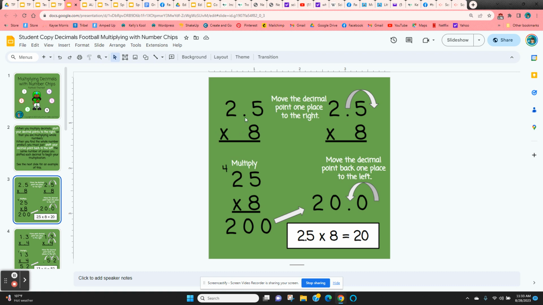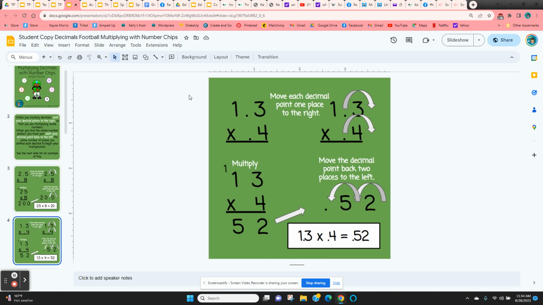So here we have one decimal point. We're going to be moving one place to the right. So we want to move those decimal points all the way to the right. So then we're going to multiply as if they were whole numbers. And since we moved it originally one place to the right, when we have our solution, we're going to move it back one place to the left. And here we get an answer of 20.